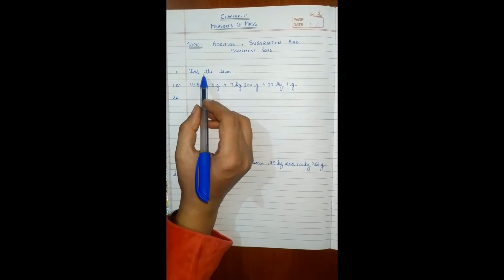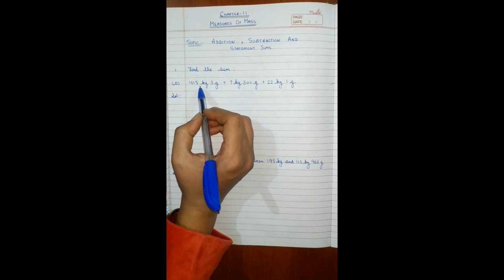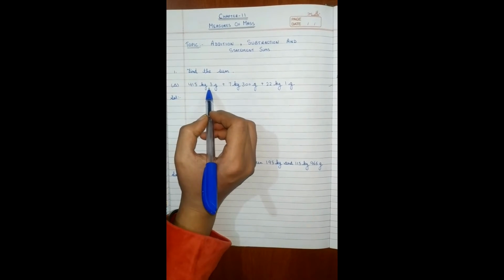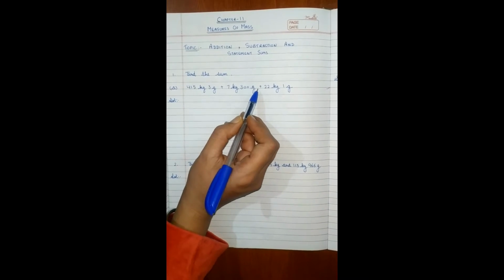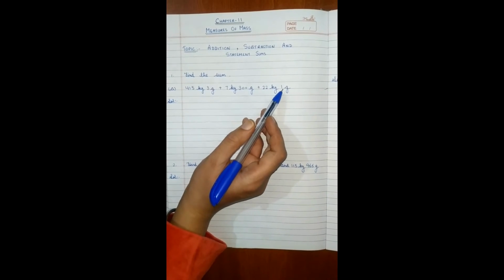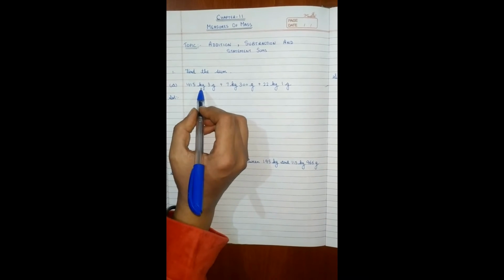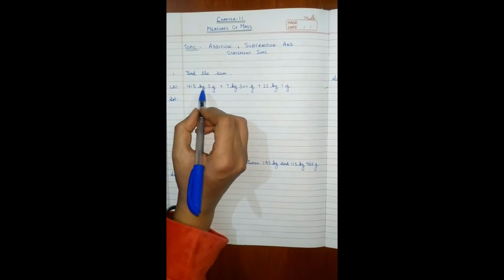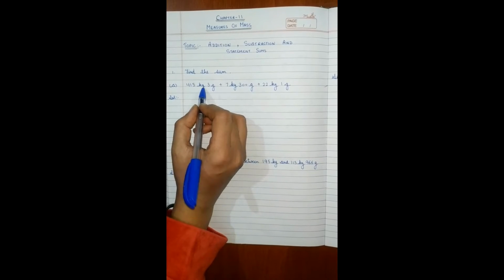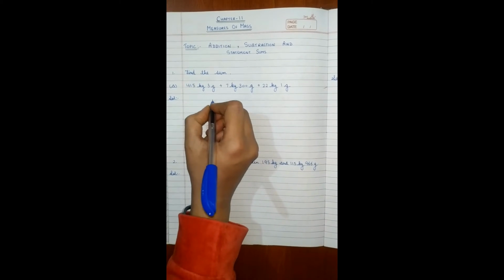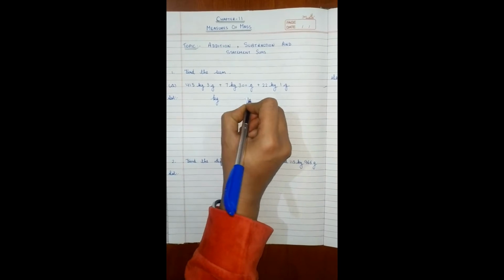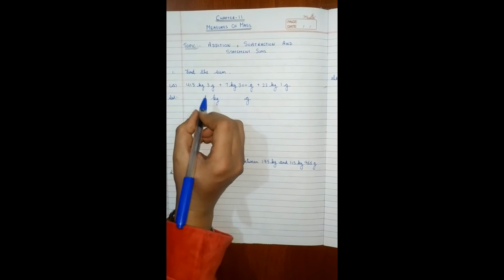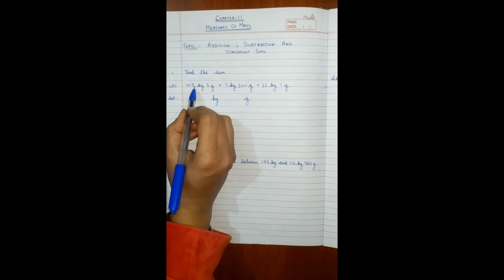Let's do this example. Find the sum: 415 kilogram 3 gram plus 7 kilogram 300 gram plus 22 kilogram and 1 gram. Here we have to see which units are given to us, that is kilogram and gram. Make two columns, one of kilogram and the second of gram. Now put the values here, 415 kilogram.